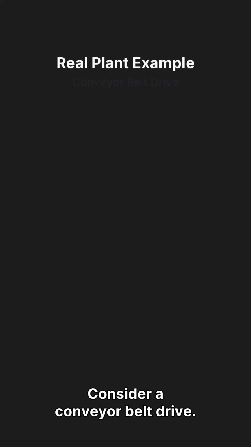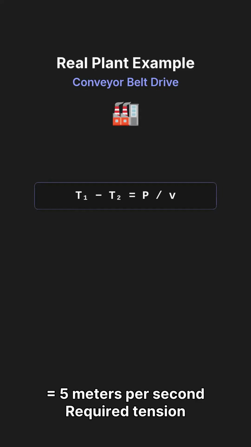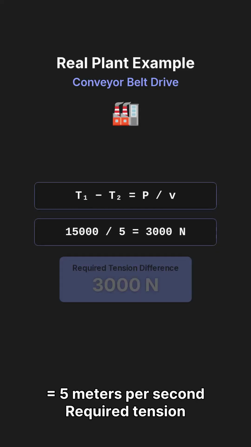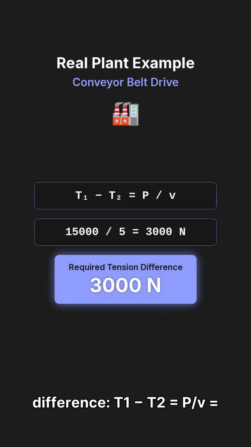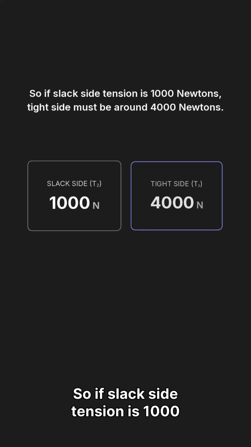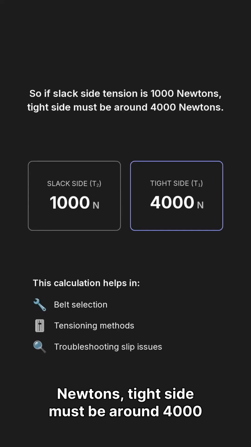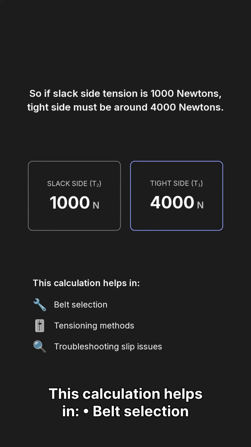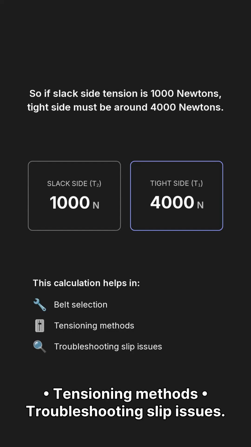Consider a conveyor belt drive. Motor power equals 15 kilowatts, belt speed equals 5 meters per second, required tension difference: T1 minus T2 equals P/V equals 15,000 divided by 5, which is equal to 3,000 newtons. So if slack side tension is 1,000 newtons, tight side must be around 4,000 newtons. This calculation helps in belt selection, tensioning methods, and troubleshooting slip issues.